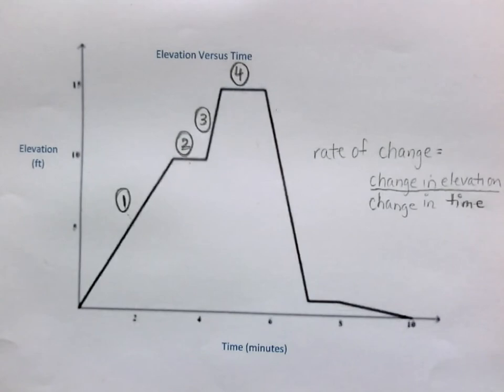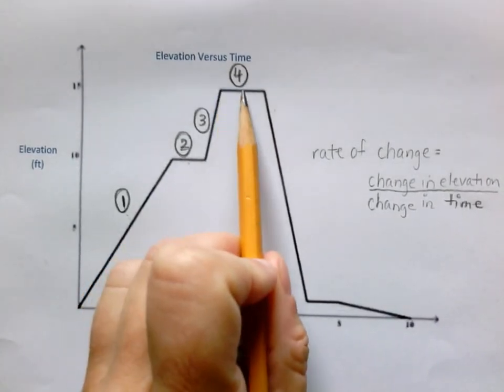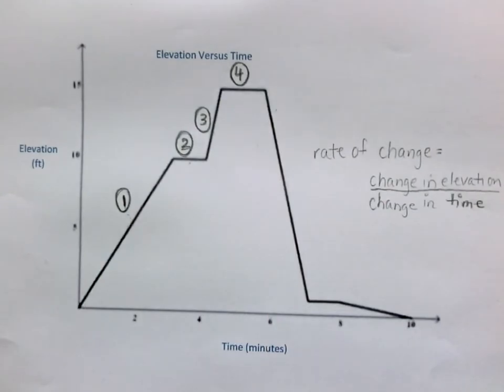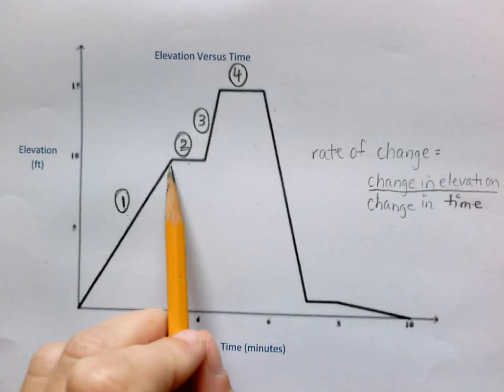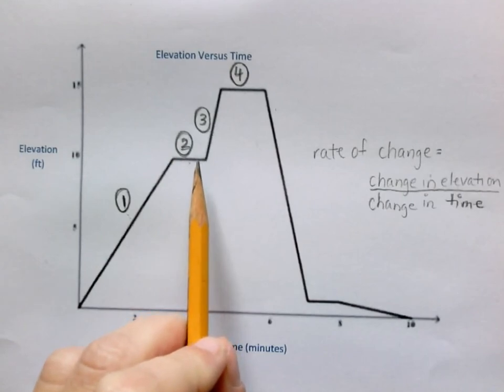Many students will tell you that sections 2 and 4 represent flat portions of a path, and it could, but another correct interpretation would be that if a hiking individual stops, the elevation also would not change, but time would increase, resulting in a horizontal segment. So that's another viable interpretation.